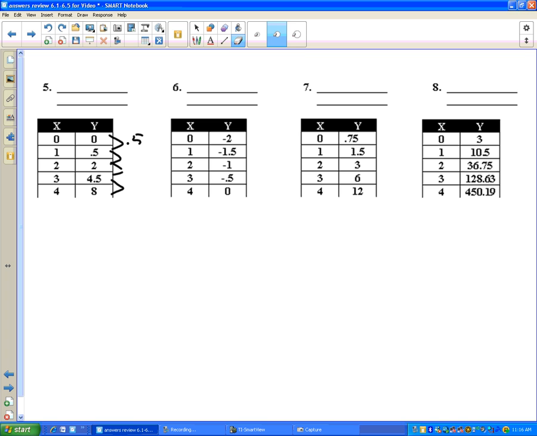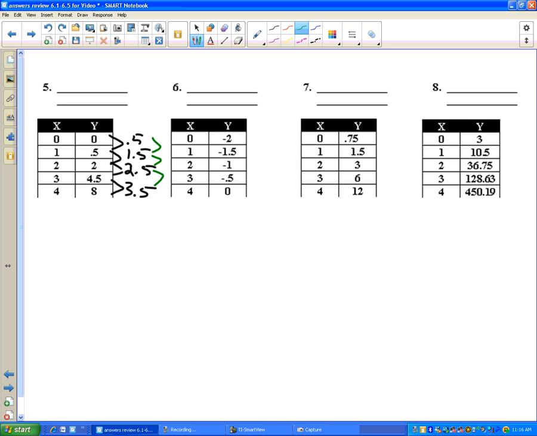0.5 minus 0 is 0.5. 2 minus 0.5 is 1.5. 4.5 minus 2 is 2.5. 8 minus 4.5 is 3.5. Okay. First differences are not the same. What about my second differences?